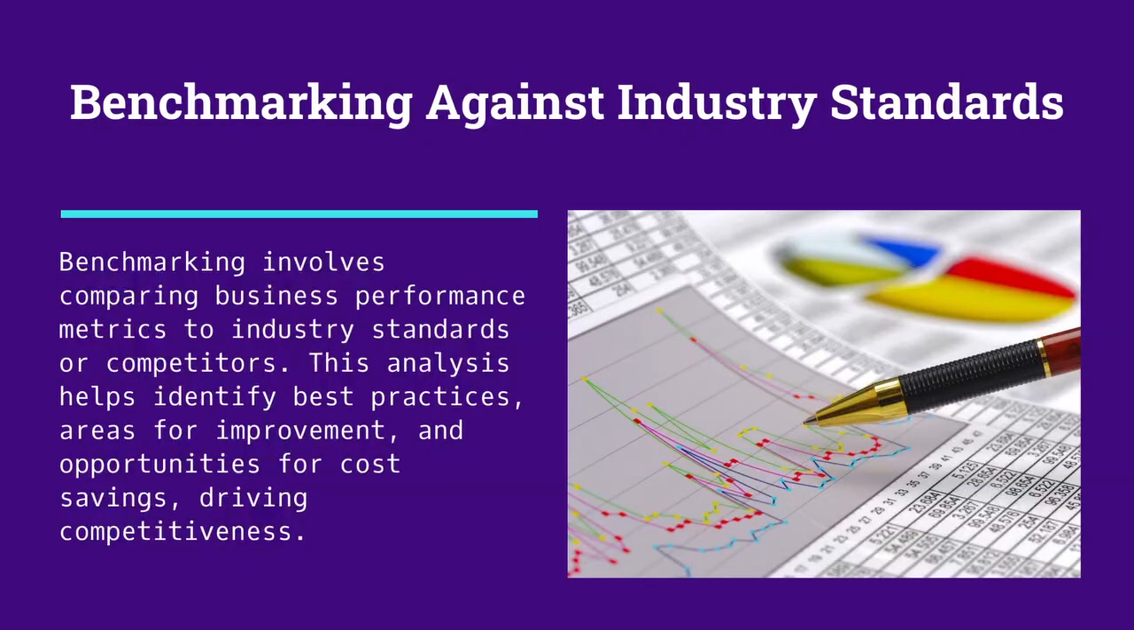And then another option is to benchmark against industry standards, right? So benchmarking involves comparing business performance metrics to industry standards or competitors. This analysis helps identify best practices, areas for improvement, and opportunities for cost saving and driving competitiveness. So we always say that, now in business, we are always talking about cooperating with your competition, right? Not just competing, but also cooperating, right? And this concept is related to this benchmarking.